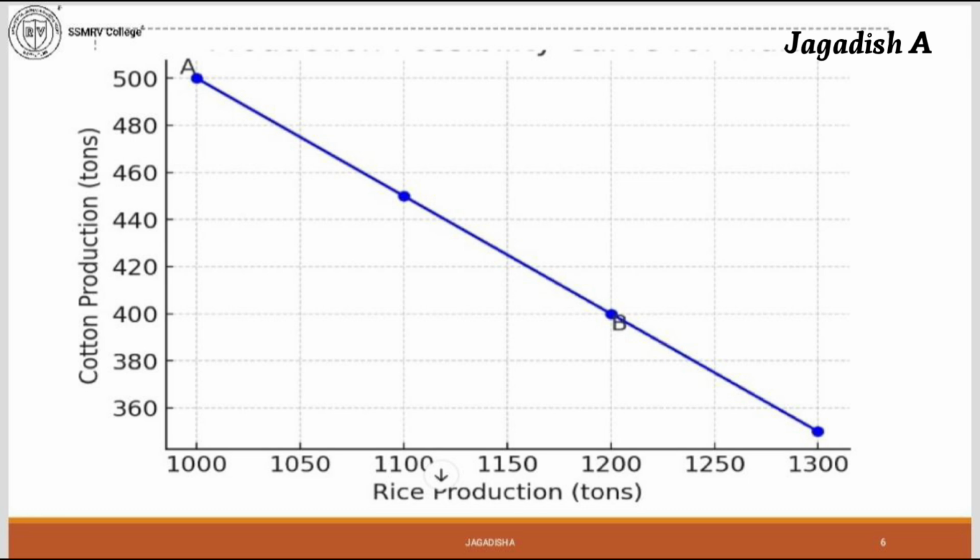Graph representing the PPC for India showing the trade-off between rice and cotton production. Point A represent 1000 tons of rice and 500 tons of cotton. Point B represent 1200 tons of rice and 400 tons of cotton. The curve illustrates how increasing rice production lead to a decrease in cotton production, highlighting the opportunity cost.